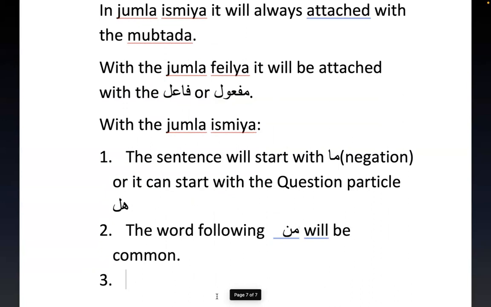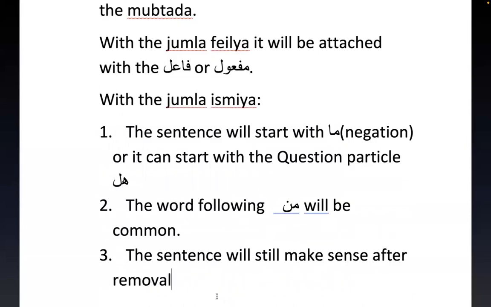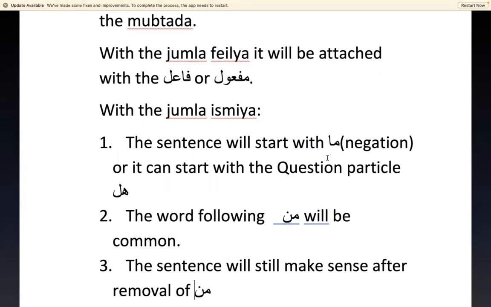Okay. Third, the sentence will still make sense after the removal of min. If you remove this min, the sentence does not change its overall meaning. So the min zaida will be always with a ma or hal. So you will have a sentence starting with ma, something, okay, then you have min.